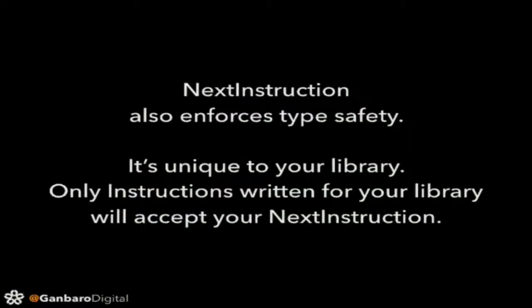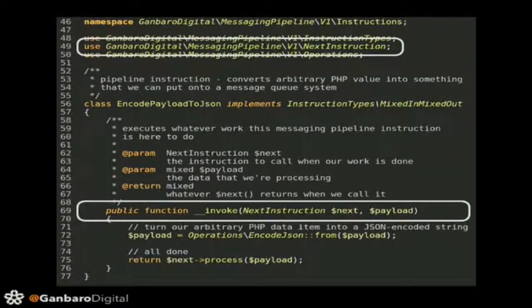Now, I've mentioned next instruction, and it also gives us some type safety. Because it's part of your library, it's a wrapper you've written, so only modules written for your library will go on your pipeline. Everything else will get rejected because $next will have the wrong data type. See here, I hope you can read that. This namespace here is part of our messaging pipeline. It's not part of the underlying instruction library. And we call it, and we've typed it here.